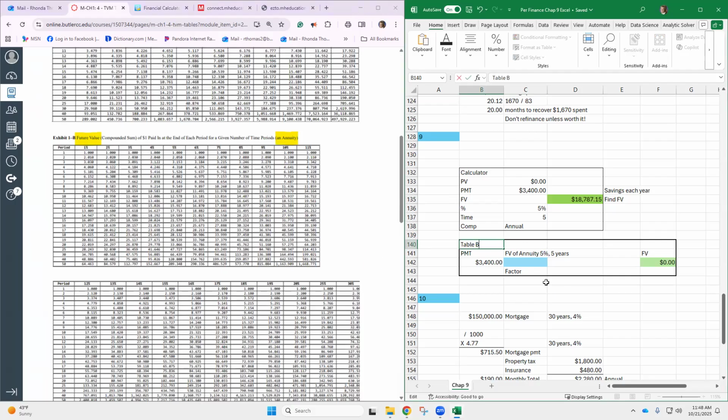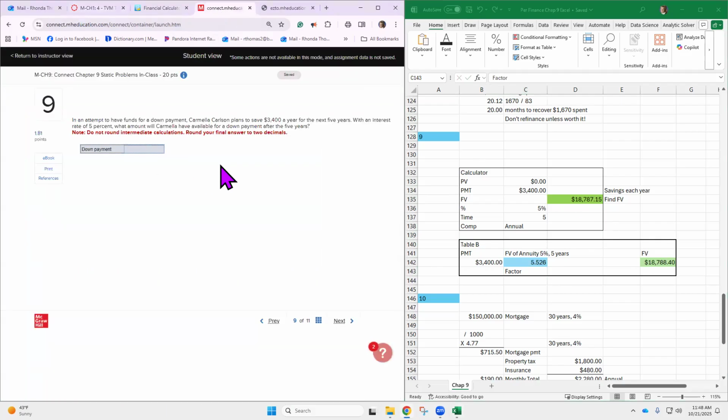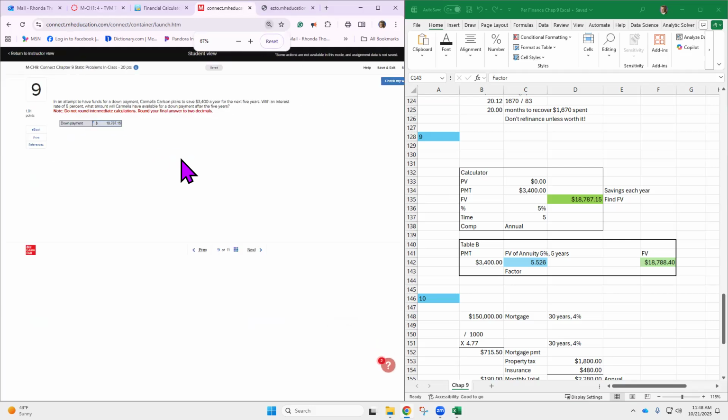All right, let me check it here. So 5% in 5 years is 5.526. Okay, so that's very close. So I think either one would work. $18,787.15. That's how much she will have as a down payment on a house.